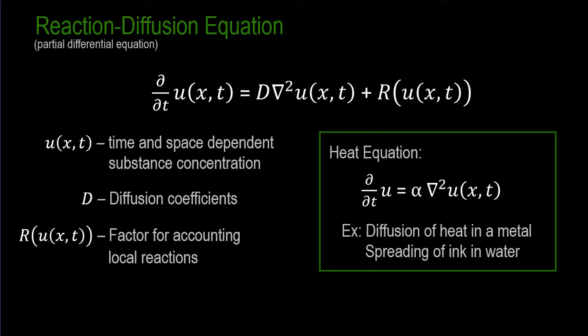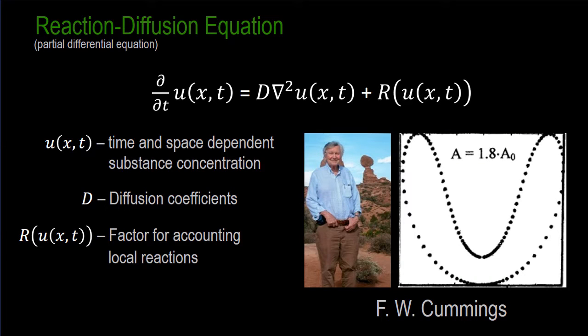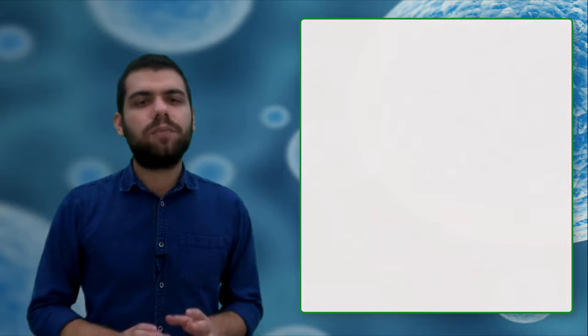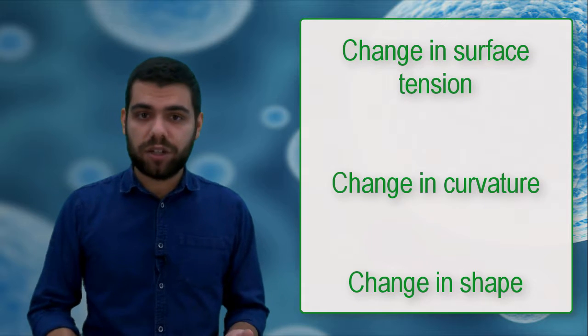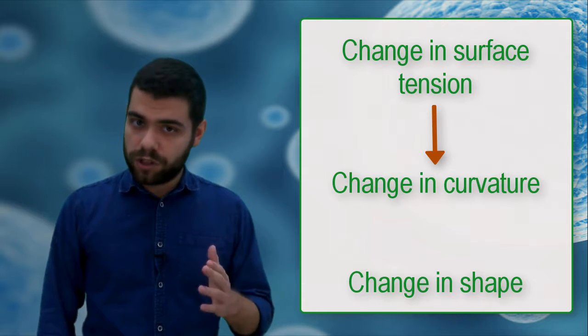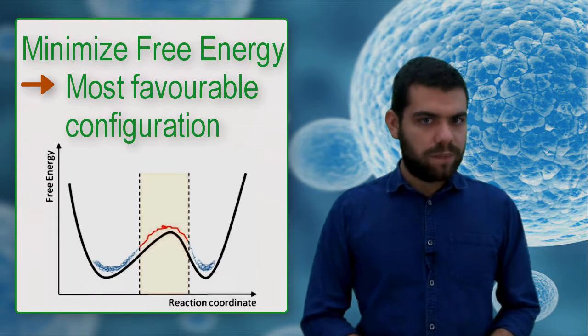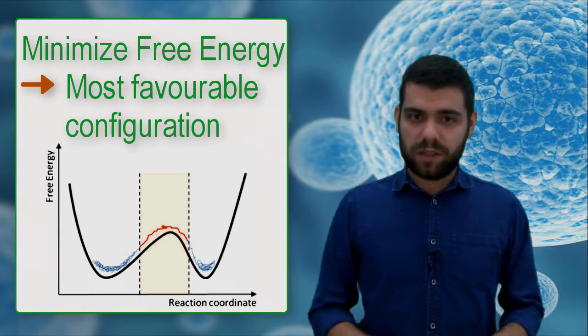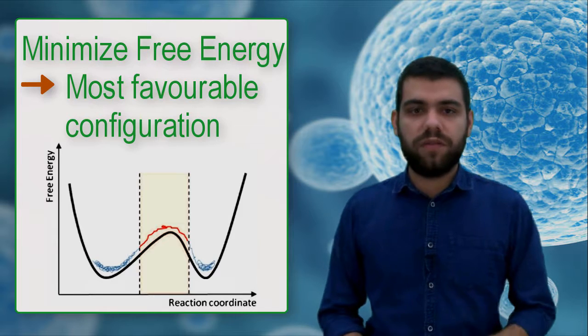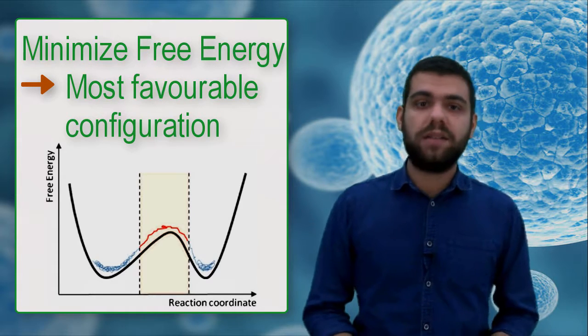This class of equations was used by Turing to describe pattern formation, and were the basis of the work of Cummings on the influence of morphogens on the changing of shape in organisms. In this approach, morphogens evolving along the surface of cells may change surface tension, inducing a change of local curvature that results in a change of shape. On the other hand, if we consider the free energy of a surface, the most favorable configuration of the system will be the one that minimizes it.